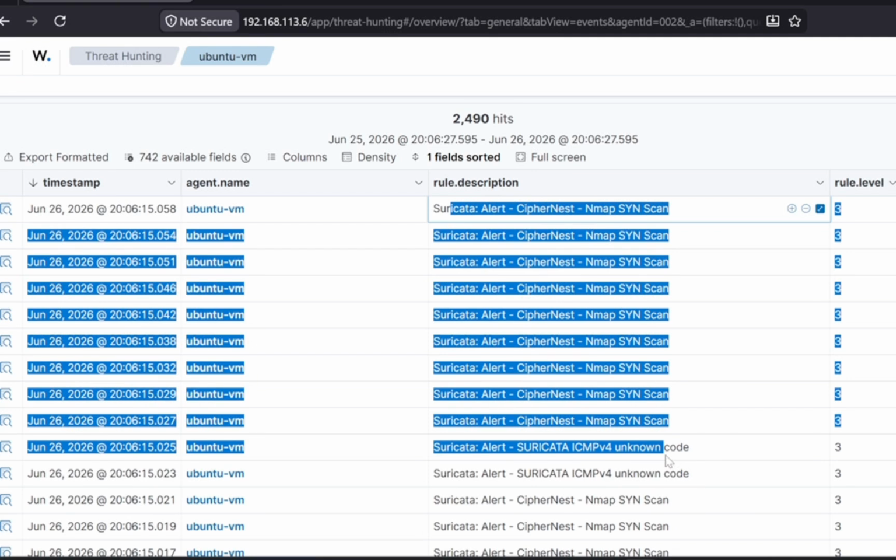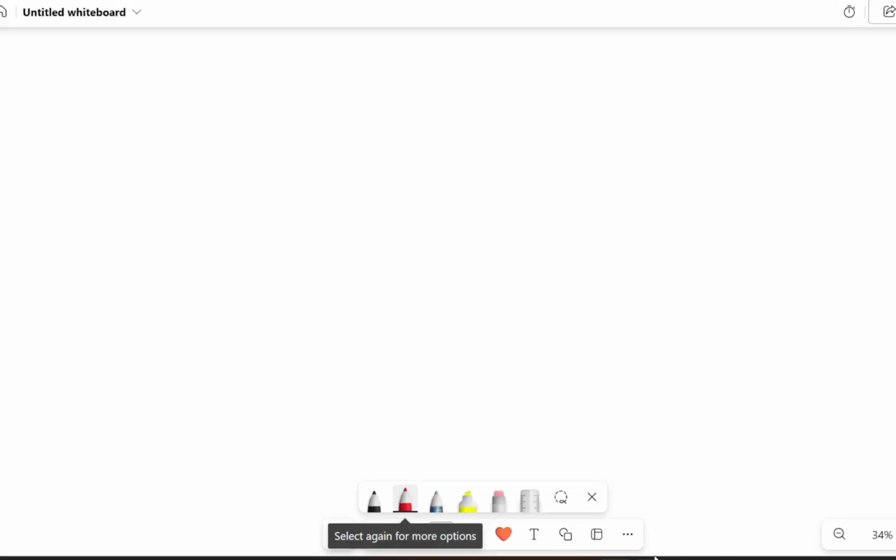That's the job. Not clicking buttons, not guessing. Looking at what we actually have. Source IP, destination IP, timestamp, rule triggered, host involved, context. That's what analysts work with.